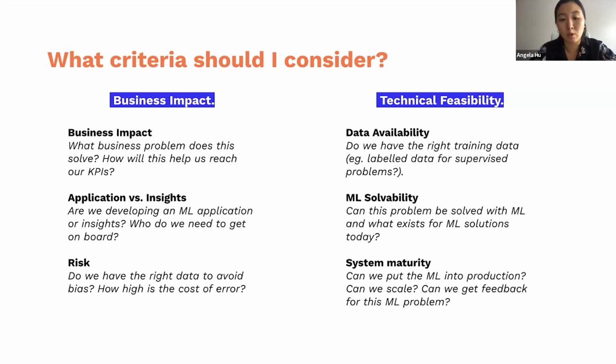Another piece to consider as well is, do we have the computational power to actually scale the machine learning model to be able to provide calculations for individual users at scale? And also, are we able to actually get feedback for this ML problem? This is a big piece that people oftentimes tend to forget. But the important part about machine learning problems is that we can get feedback and that we're able to use this to retrain the model.